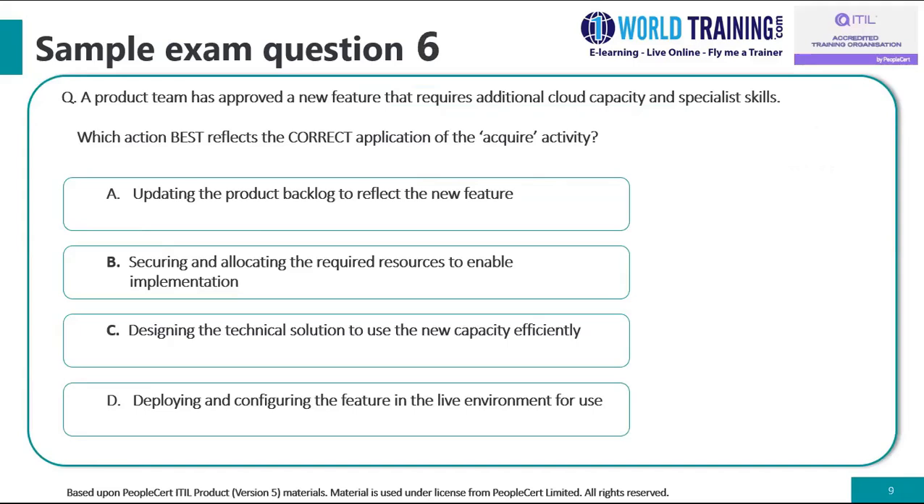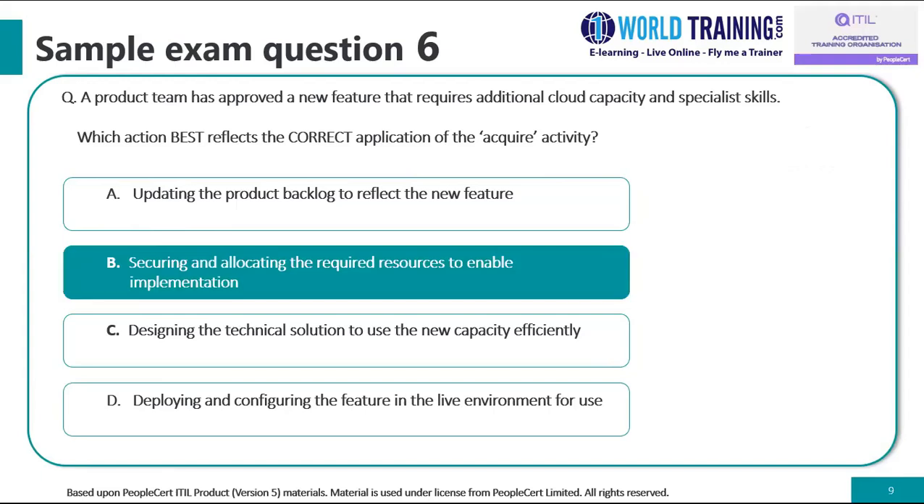The next is the question on acquire. The product team has approved a new feature requiring additional cloud capacity and specialized skills. Which best reflects the correct application of the acquire activity? Correct answer is B on this one.